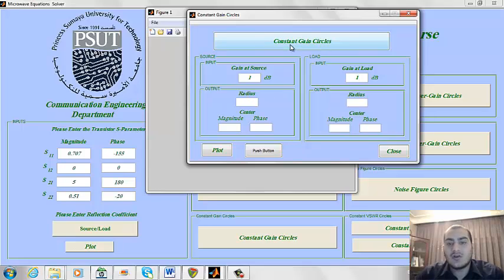Now we push the button of constant gain circles. We have the circles, the radius of the constant gain circle and the center from the origin for both load and source. Now we need another gain at the source and another gain at the load, which is 0. We have the readings 0.47 for the source and 0.405 for the gain and the center of course, and the third and the final one is minus 1. We have its readings also.